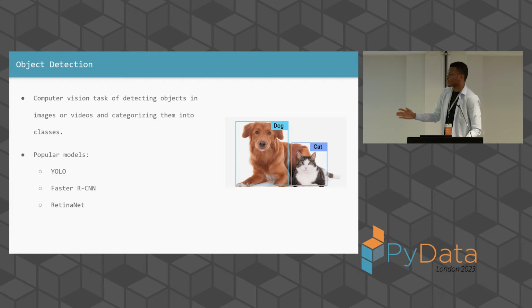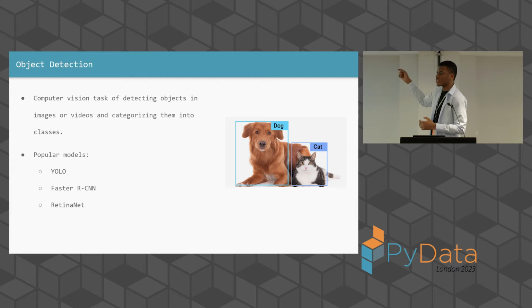So object detection is a computer vision task for detecting objects. I think the name kind of sounds explanatory. So you have a picture, you have objects. In that picture, you can tell what objects are in it. So for example, here you have a dog and a cat in the same picture, and you can tell just through an object detection model.